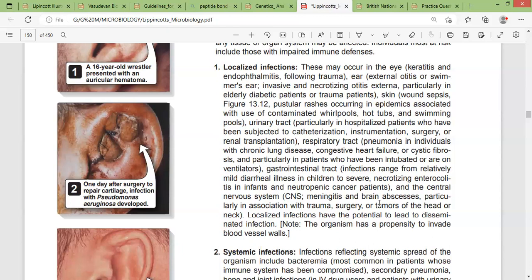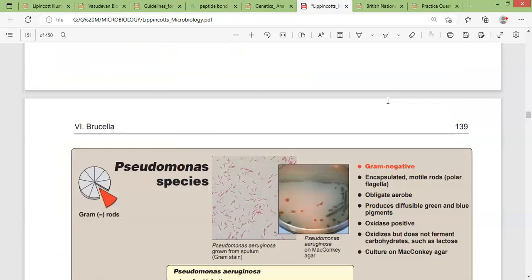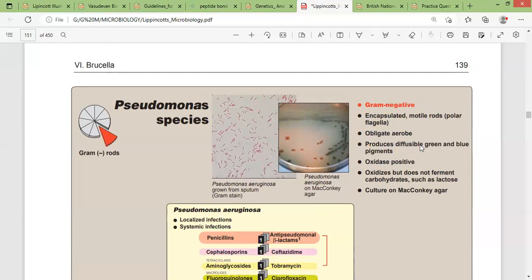Pseudomonas aeruginosa is one of those organisms where there's no particular disease it causes that we can assign a name to, but you know that it's notorious. It's an obligate aerobe. That's a unique thing. It's a gram-negative rod, of course.